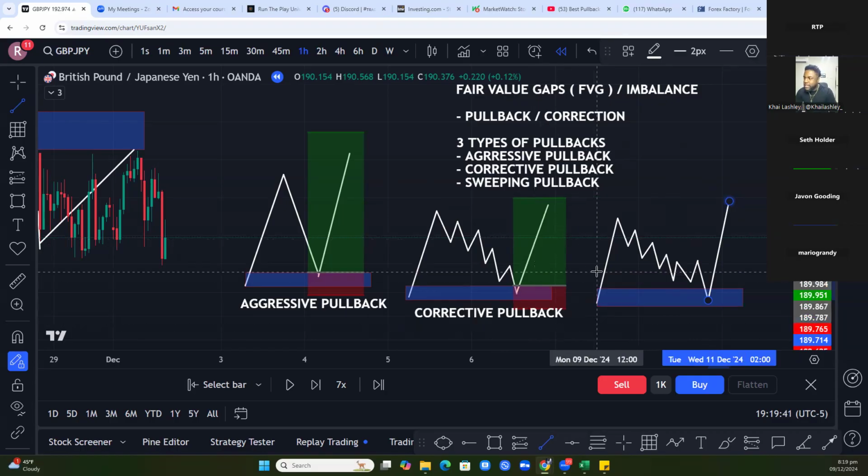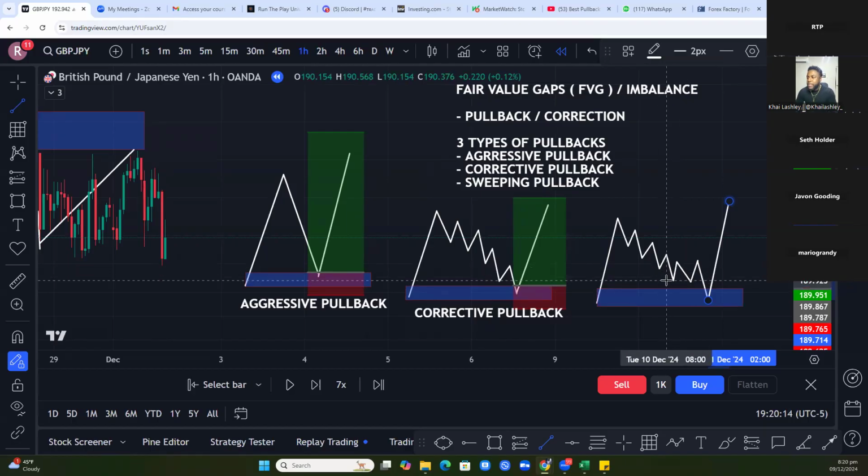Sweep liquidity. All right, perfect. So corrective is just a nice pullback that takes its time, comes back down and so forth. I would say this is like a 9 out of 10 type of setup. And this one here is like a 9.5 out of 10 setup. Nothing is 10 out of 10, but this is like a 9.5 type of setup.